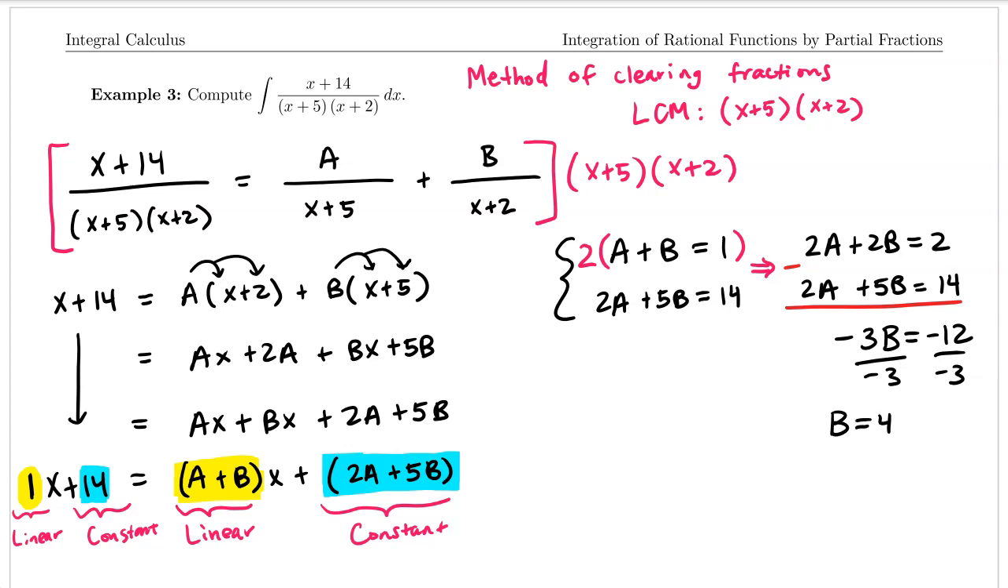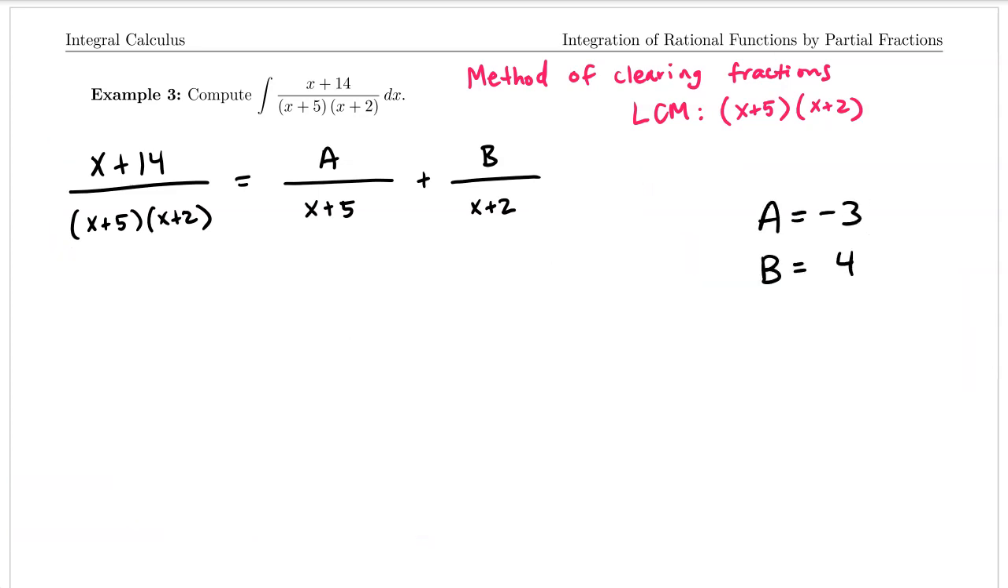Now I can take B = 4 and plug it back into my original top equation. If I do that, I get A + 4 = 1, and that implies A = negative 3. I'm going to clean up my screen a little bit. Okay, so this was the original equation that we were working with, and we wanted to solve for A and B. So I'm going to replace A with negative 3 and B with 4. Those are the values that we found.